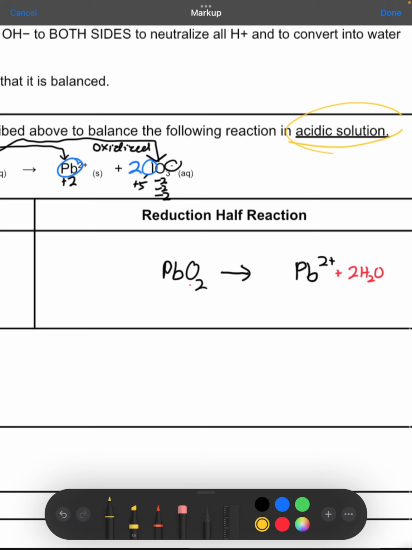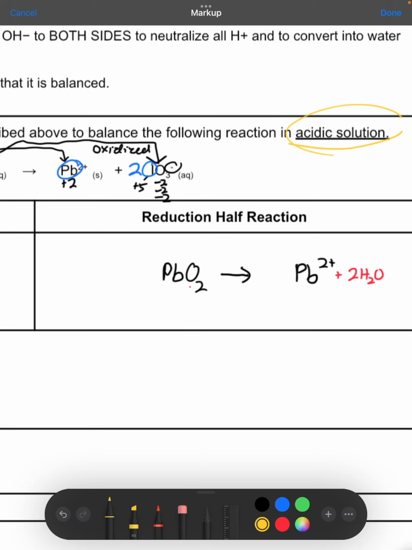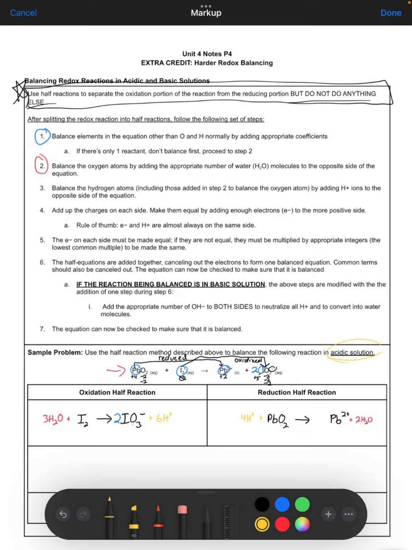Moving over to my reduction half reaction, I have added 2 water molecules to the right-hand side of this thing, and so that means 4 hydrogen atoms have been added to the right-hand side, so I'm going to go ahead and add 4 H+ ions to the left-hand side to balance that out. All right, that's step 3, done. Step 4 says to add up the charges on each side and make them equal by adding enough electrons to the more positive side of that equation.